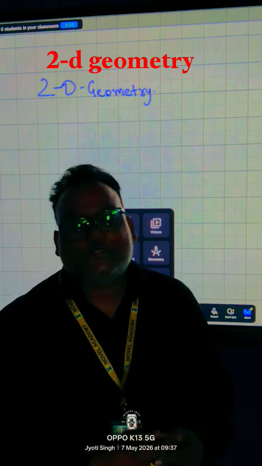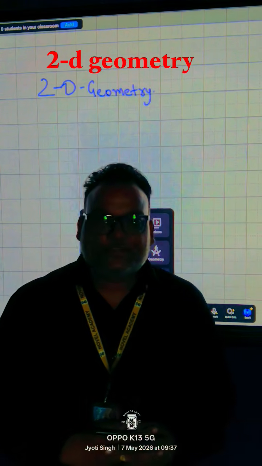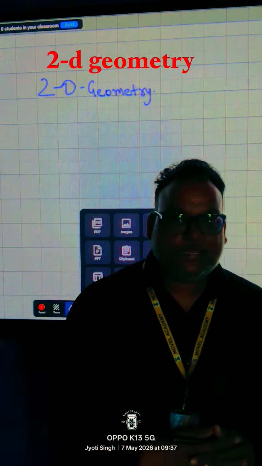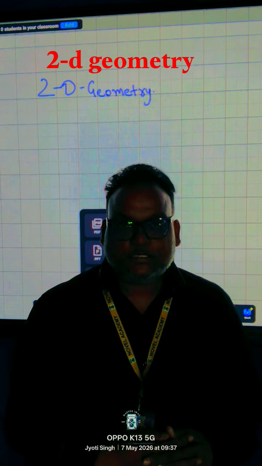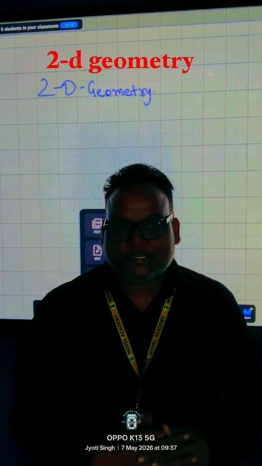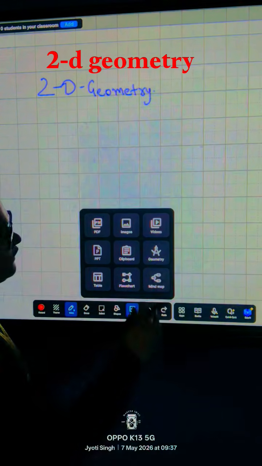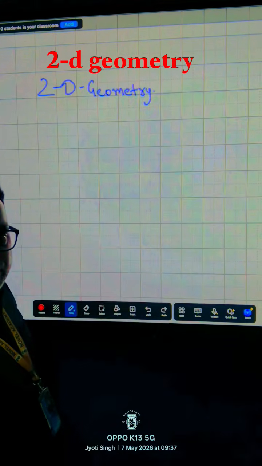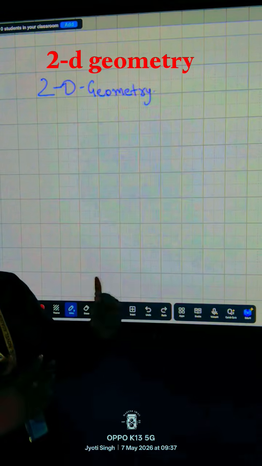Today our topic is 2D geometry. 2D geometry means two-dimensional geometry. In this we learn about 2D figures, like square, rectangle, rhombus, etc. Its name previously told 2D. 2D means two-dimensional, in which we learn about two axes.